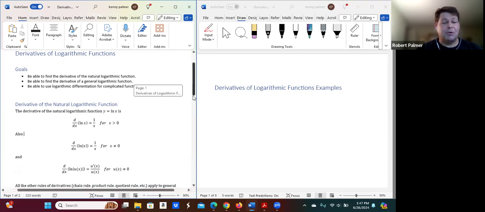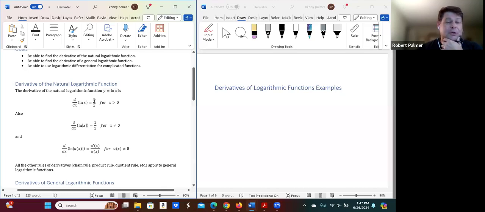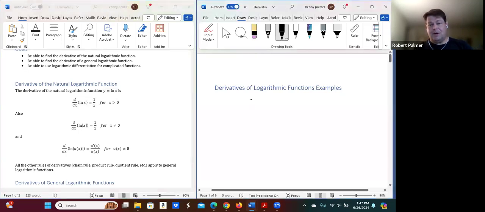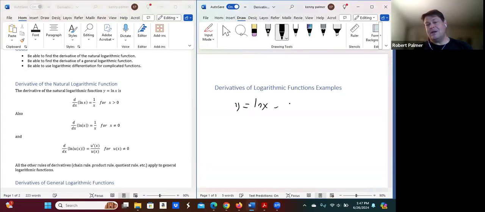So first, let's talk about logarithmic functions. Remember, the natural logarithmic function is y equals ln x. That's the same as log base e. So y equals the natural log of x is the same as saying log base e of x. We just call it ln for natural log. And remember that for natural log, you can't take the log of 0 or a negative number.